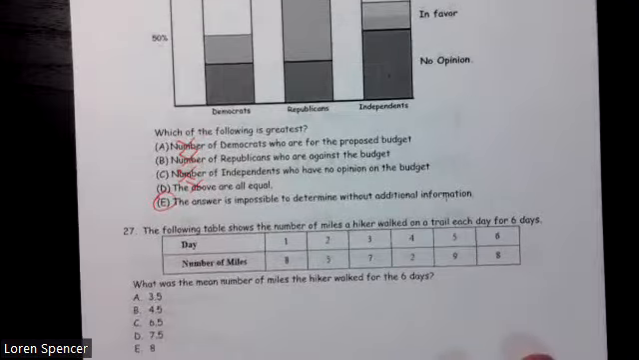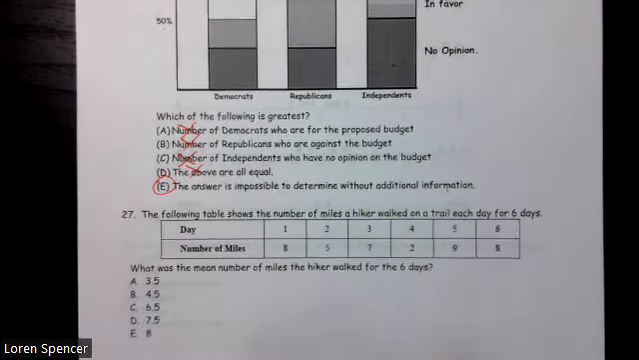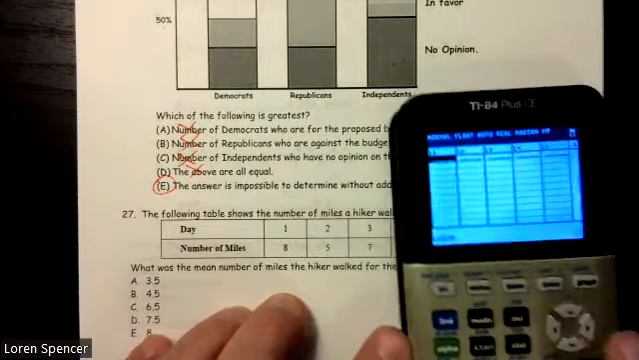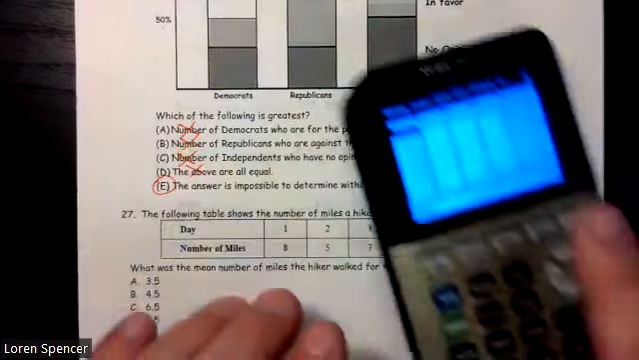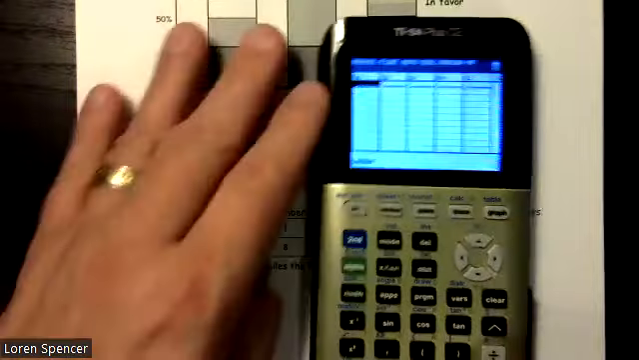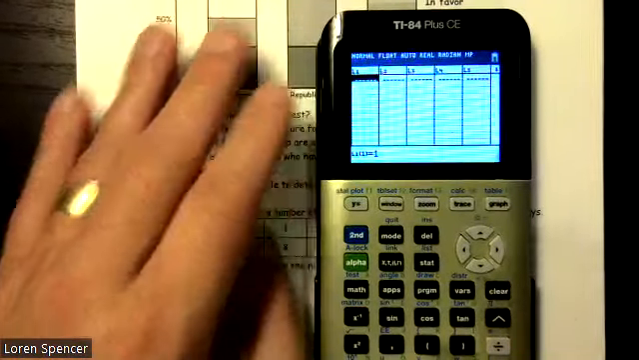All right, 27. The following table shows the number of miles a hiker walked on a trail each day for 6 days. What was the mean number of miles that a hiker walked for the 6 days? So here's what we need to do. We need to go back into StatEdit. And 1, 2, 3, 4, 5, 6. Those are my days. 1.